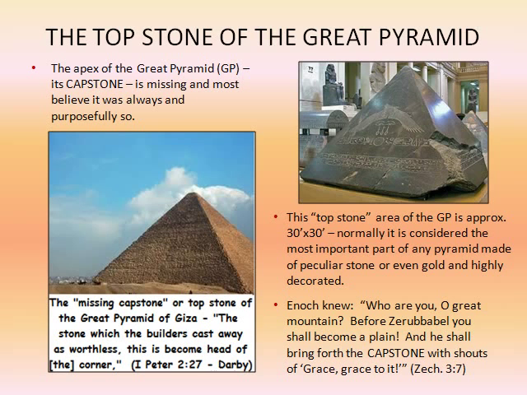This topstone area of the Great Pyramid is approximately 30 feet by 30 feet at its base. Normally, it is considered the most important part of any pyramid, made of peculiar stone or even gold, and highly decorative. Enoch knew, "Who are you, O great mountain? Before Zerubbabel you shall become a plain, and he shall bring forth the capstone with shouts of grace, grace to it." Zechariah chapter 4 and verse 7.